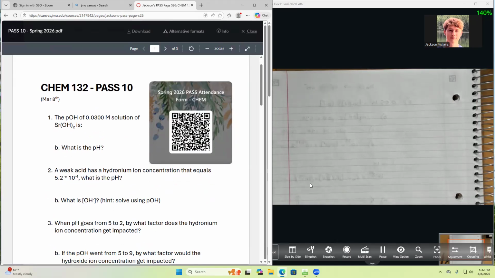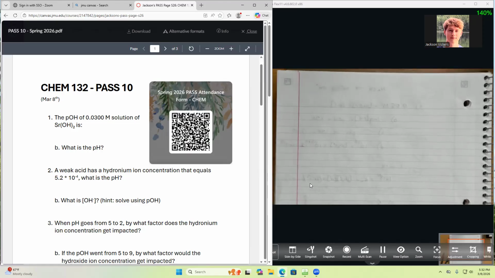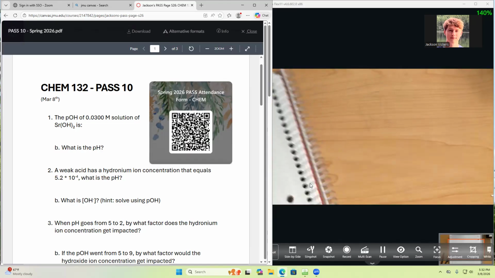We have one where it says the pOH of a 0.03 molarity solution of strontium hydroxide is blank. Real quick, what is strontium hydroxide? It's one of the strong bases. Yep. So we learned that for strong acids and strong bases, do we need to do an ice table? No, you can skip the ice table. It makes it very easy. But we still have to be careful, and this is a good example of a problem where you have to be careful. So spend a few minutes working on it, see if you can get the answer, and then I'll go over it up here.